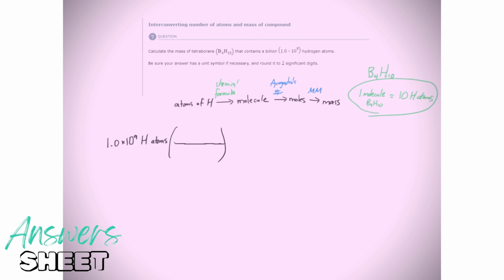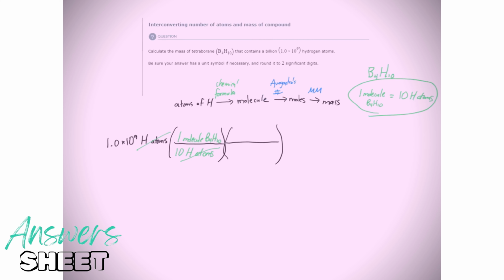Our first conversion factor, we're going to place 10 hydrogen atoms on the bottom and one molecule of B4H10 on the top. Next, let's multiply across our second conversion factor. Now, if you notice, hydrogen atoms cancels and we're at molecules of B4H10. Here we are. Now we need to get to moles. We need Avogadro's number to do that.